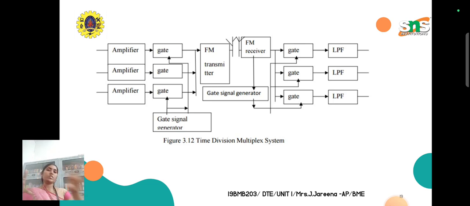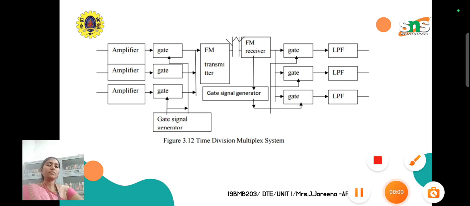For transmitting multiple signals as one single signal, and then at the receiving end receiving the one signal and retrieving it back into the three original signals, this is how the whole setup works. So that's all about biotelemetry.